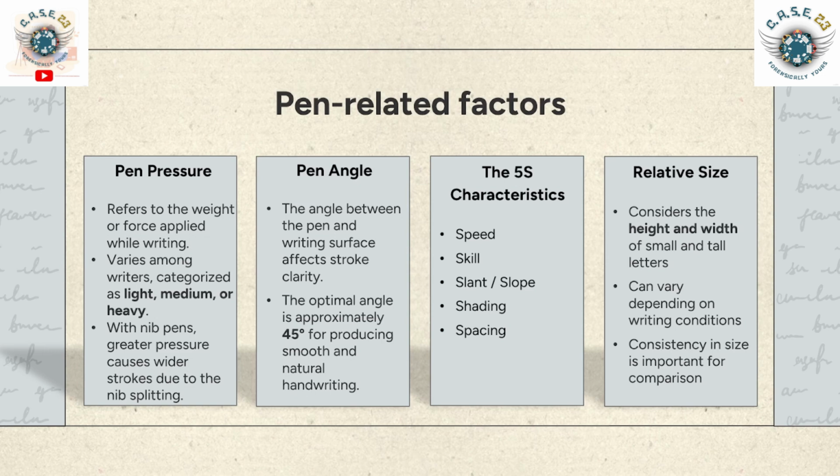This looks at the height and width of the different types of letter, like how tall your H is compared to your A, or how wide is your M. It is normal for this to vary a little depending on how fast someone is writing or what kind of surface they are writing on. But overall consistency in letter size is one of the key things experts rely on for accurate comparison.